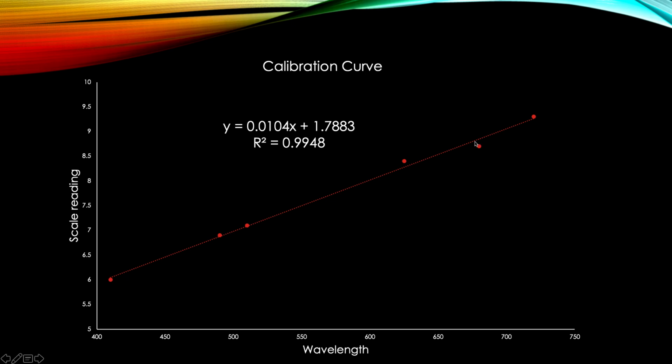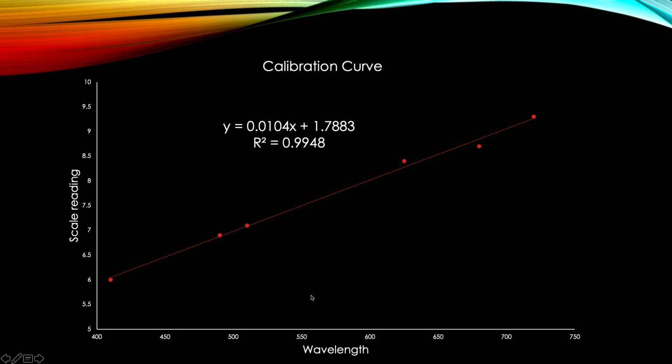And notice we have a best fit line here. We're able to make a linear fit to all of our data points. We have an equation for that line, and a pretty good R squared value, pretty close to 1. That means that if we use this equation, the x in our equation is wavelength, and y is our scale reading. If we know the y value, the scale reading for our hydrogen lines, we can now solve for the x, which will be our wavelength.